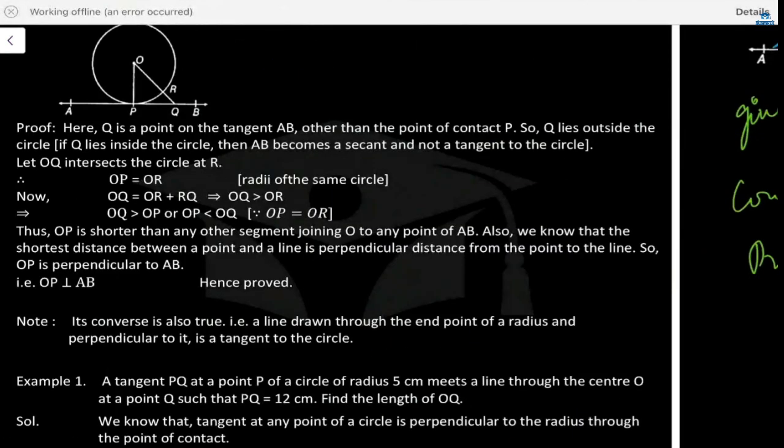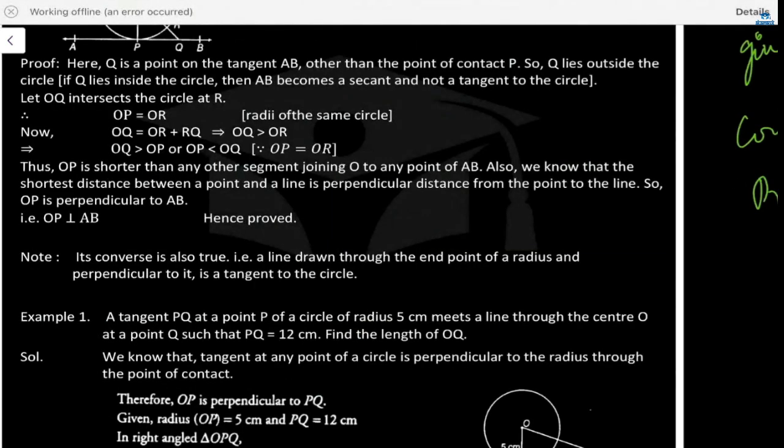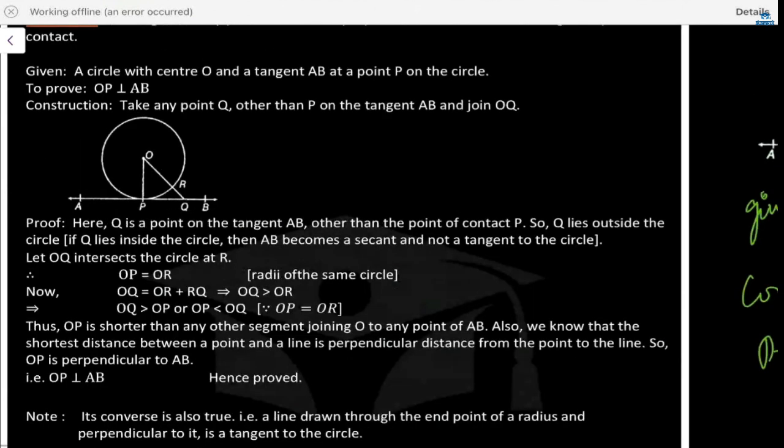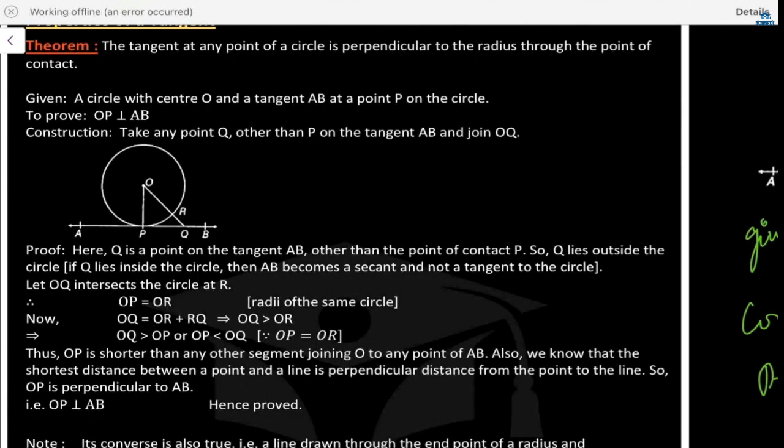I mentioned here the statement. Now, when you are doing the theorem, you have to properly write this. Okay, like this. If you want, you can take the screenshot. So here you can say that OP is perpendicular to the tangent.